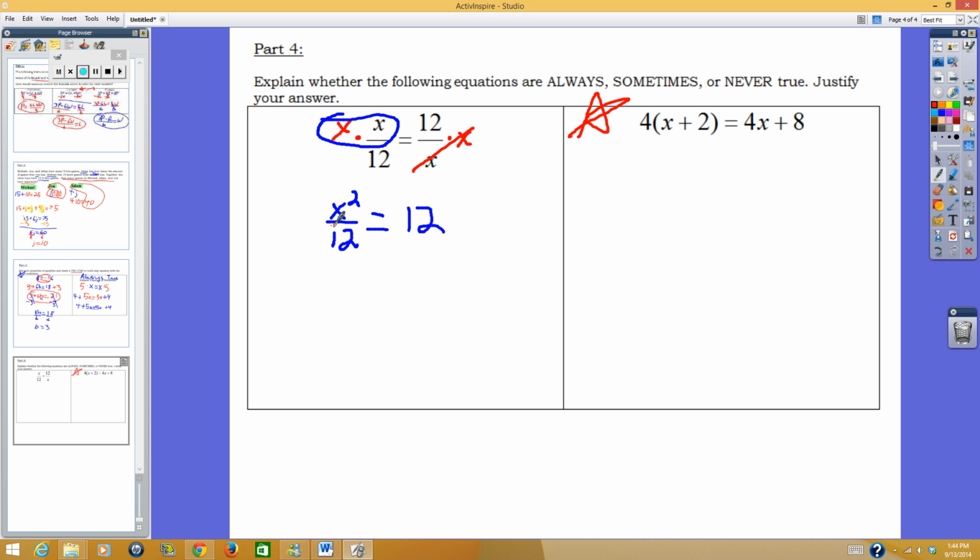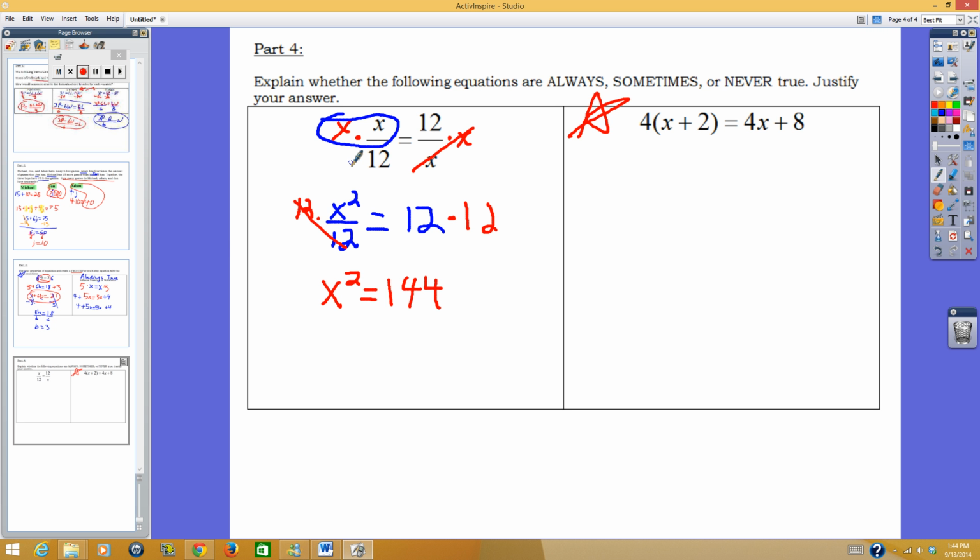Now we have this divided by 12. We want to have our x's on one side and numbers on another. So to get rid of a divided by 12, you would multiply by 12 on both sides. And these two cancel out, right? So all you have left on this left side is x squared equals 144. Because that's what 12 times 12 is.